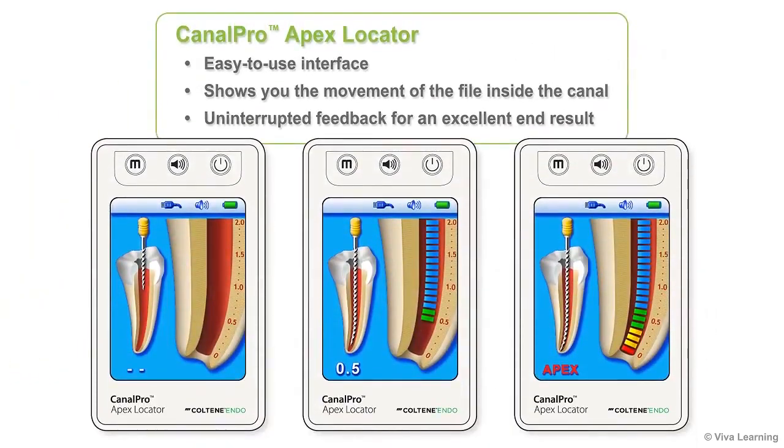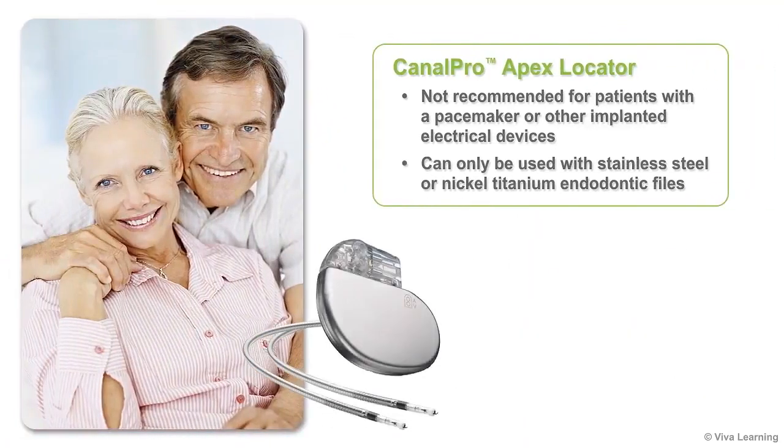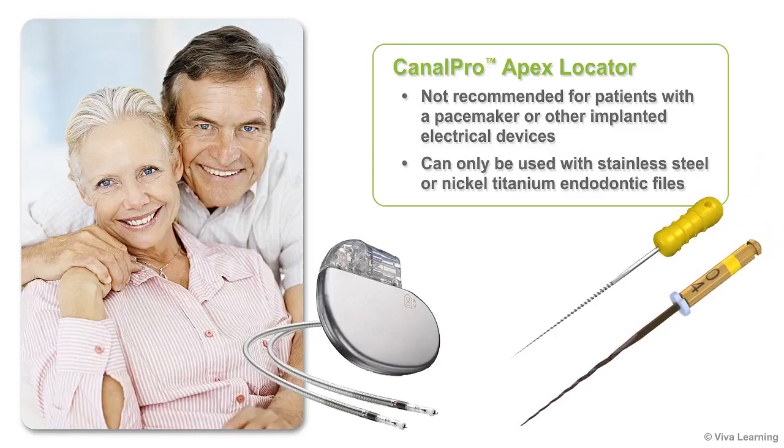The CanalPro Apex Locator gives you an easy-to-use interface that shows you the movement of the file inside the canal from the beginning of the procedure to the end, giving you the uninterrupted feedback you need for an excellent end result. The CanalPro Apex Locator is not recommended for use in patients who have a pacemaker or other implanted electrical devices and can only be used with stainless steel or nickel titanium endodontic files.